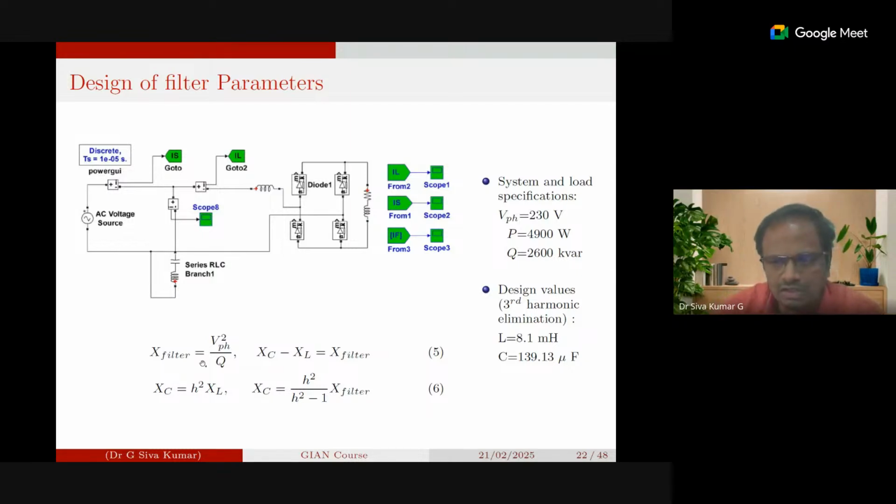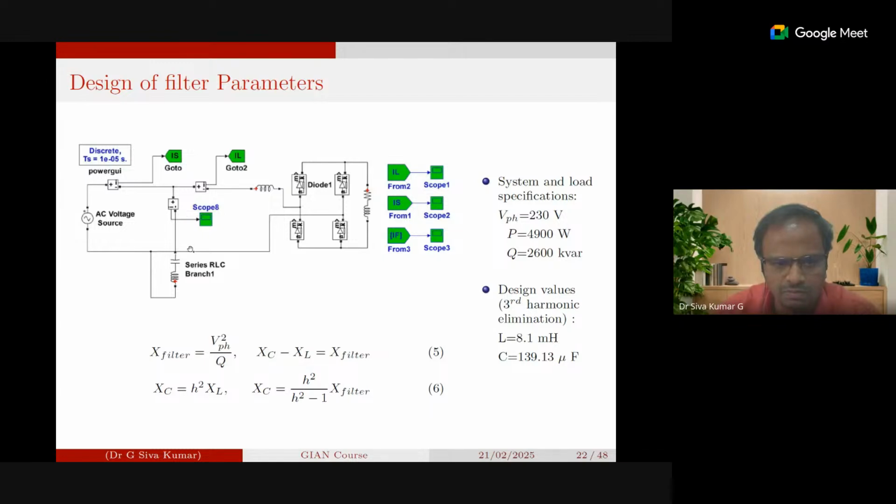The design considers a voltage of 230 volts, and the real power taken by the load is 4.9 kilowatt, and the reactive power is 2600 var, not kilowatt, it is a var. This much reactive power, 2600 var, is required by the full bridge diode rectifier. We consider the series RLC branch to support 2600 var.